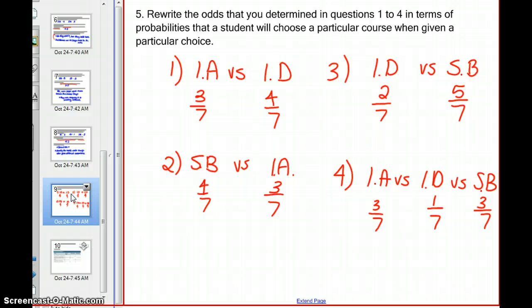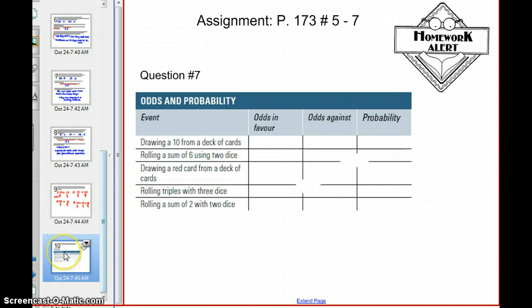Rewrite these odds in terms of probabilities. So remember that probability always has the total on the bottom. So for IA, there's 3 people out of 7 that chose IA, so 3 out of 7 would be your probability, 4 out of 7, and so forth. Try the rest of it on your own and compare your answers with those on the board.